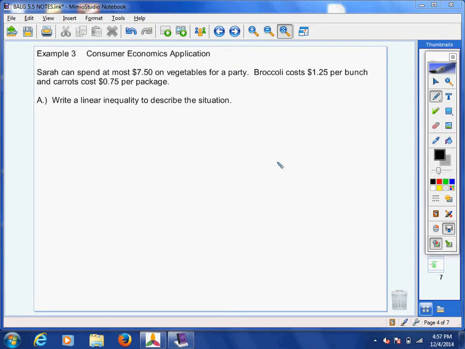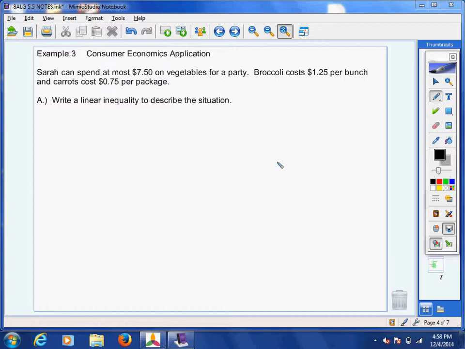We're in section 5.5 and we're going to do an application in example 3. We're going to do something called a consumer economics application. Let me read the scenario to you and we'll jump right in. Sarah can spend at most $7.50 on vegetables for a party. Broccoli costs $1.25 per bunch and carrots cost 75 cents per package. Write a linear inequality to describe the situation.